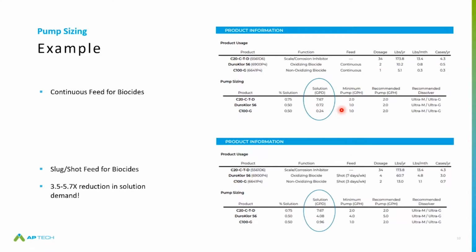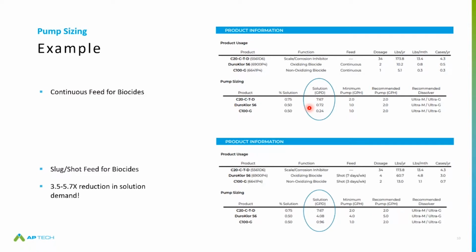But going down to the shot or slug dosing of our biocides this time, in this example, we're specifying 1 addition of oxidizing biocide every single day of the week, and then 1 addition of non-oxidizing biocide 3 times a week. Since we're shot dosing, we need a higher residual in order to build up the concentration inside of the system. So we have 4 parts per million and 2 parts per million versus the 2 and the 1. So now our solution demand has gone up significantly compared to our continuous feed.